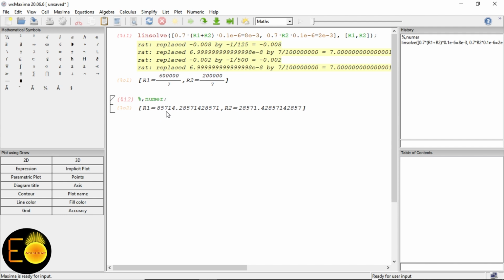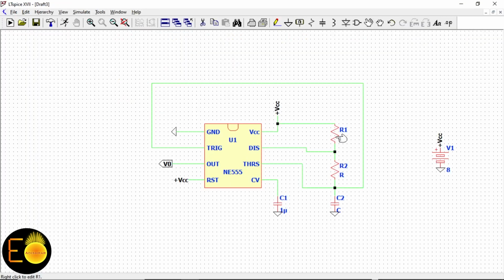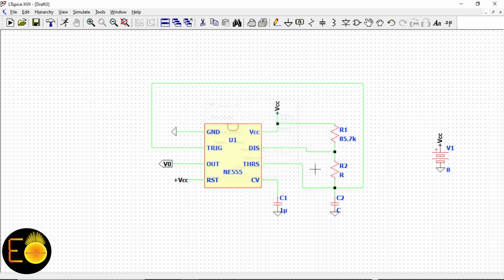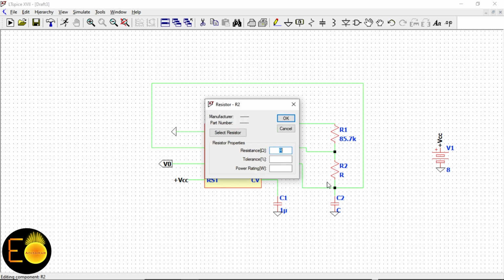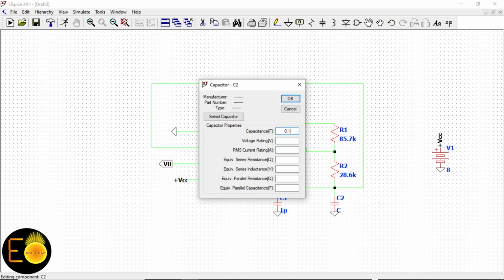So this is the value for R1, approximately 85.7 ohm, and R2 is going to be 28.6 ohm. Okay, so R1 is 85.7, and in the circuit I'm going to use 85.7 K, not ohms, 85.7 kilo ohm, and here 28.6 K, and for the value of the capacitor 0.1 u.